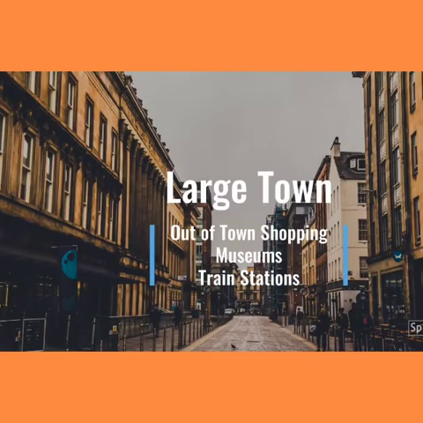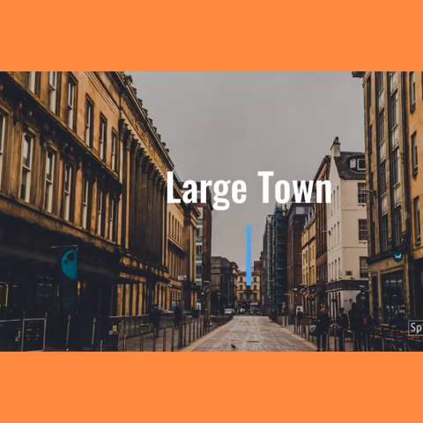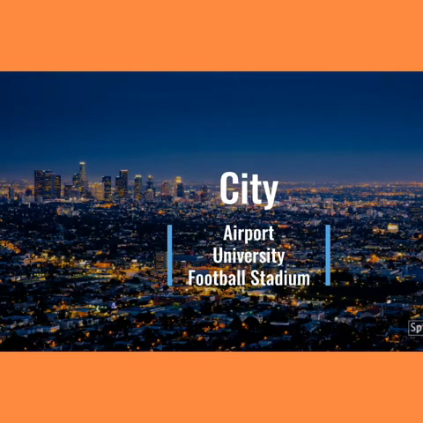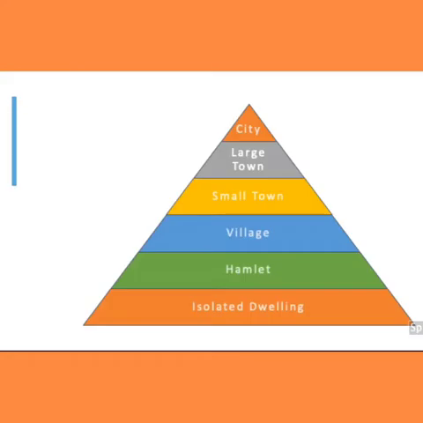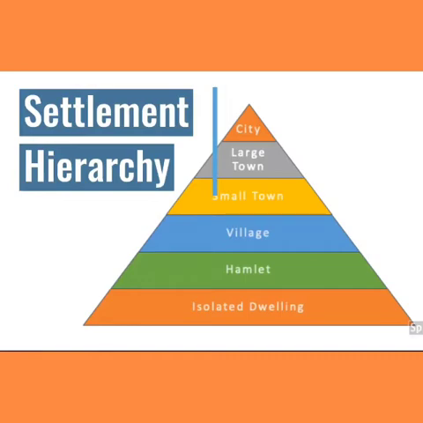A larger town may start to have out-of-town shopping centres, museums, train stations, and lots of high street shops for people to visit. Once you get to a city, you're going to find things like an airport, a university, football stadiums, and lots of other shops, big buildings and facilities for people to use. So the settlement hierarchy is a useful tool just to categorise settlements into different sizes organised by their services.